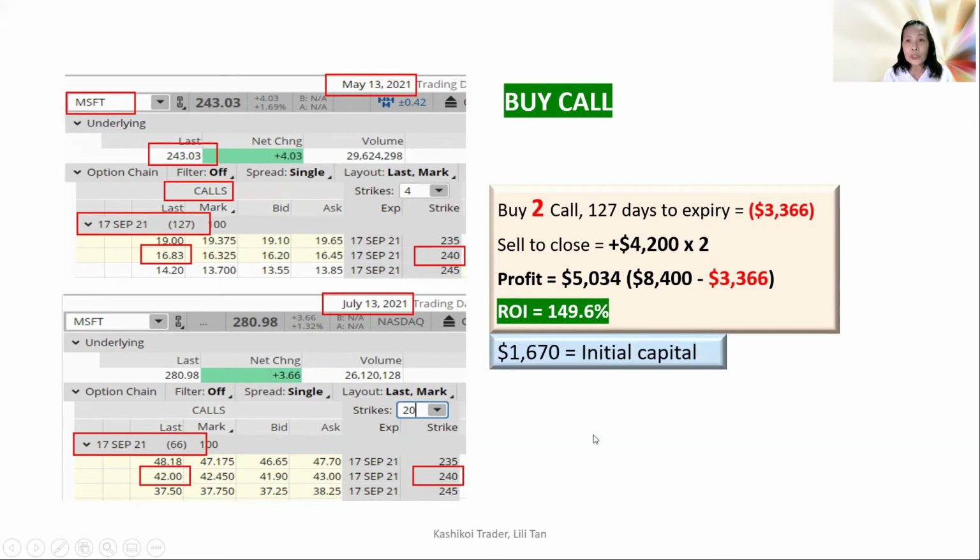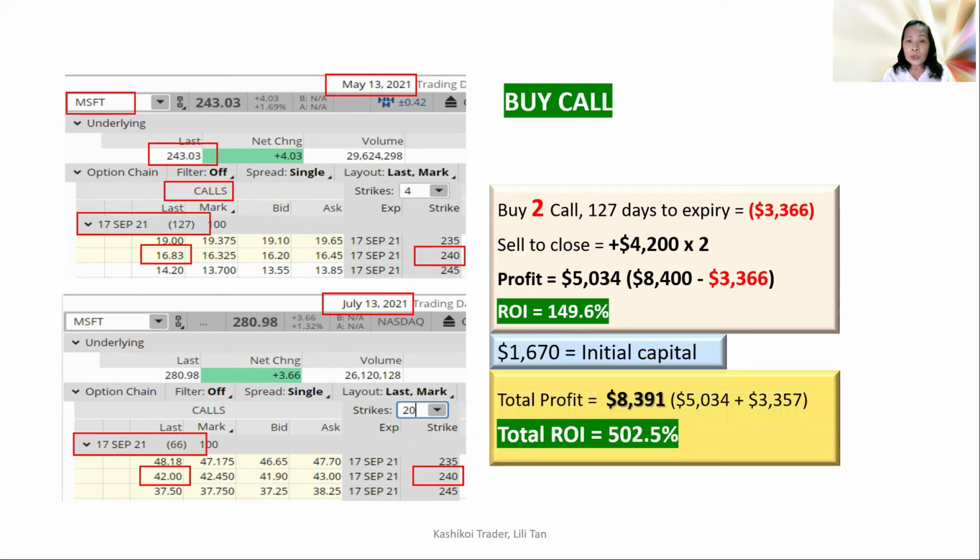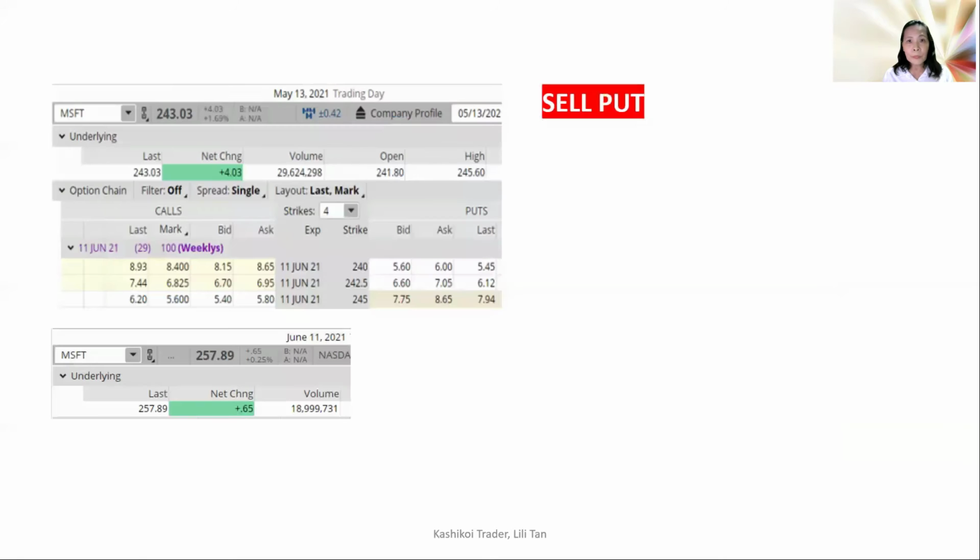And based on my initial capital of 1.6K, my total profit is around 8.4K, or a whopping total ROI of 502%. Wow, can't you see that it's really, really powerful?